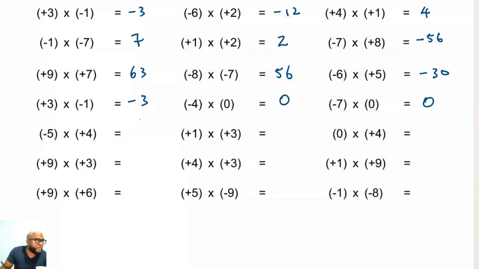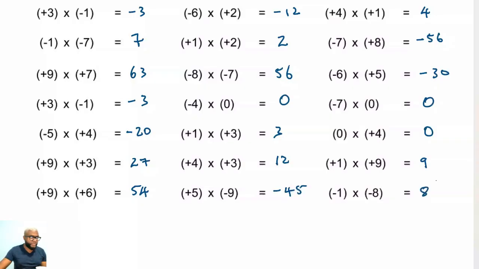Let's go. Negative 20, sir. Excellent. Next. 3. Next. 0. Ramdas, do the last 2 lines. Let's go. Give me everything. Yes, sir. 27, 12, 9, 54, negative 45, and 8. Big up yourself, brother.